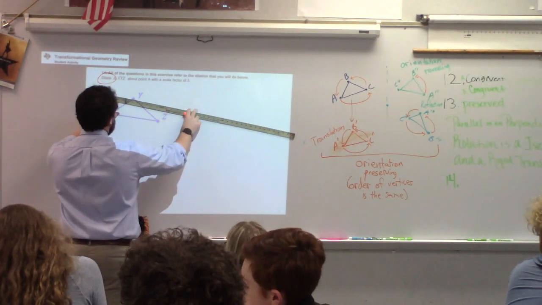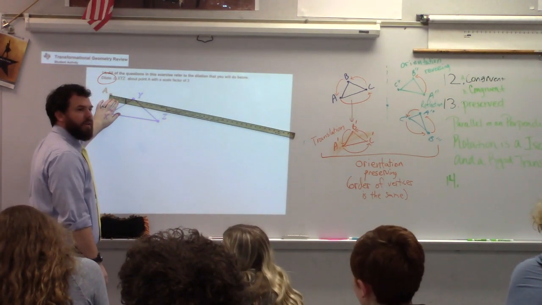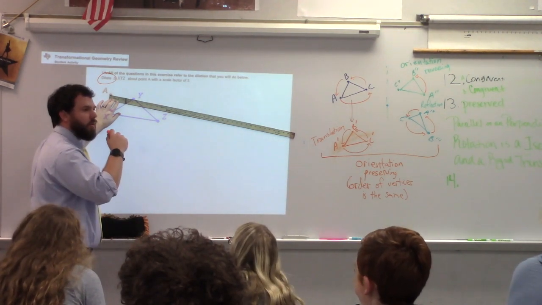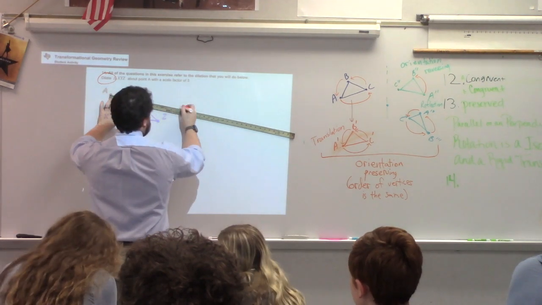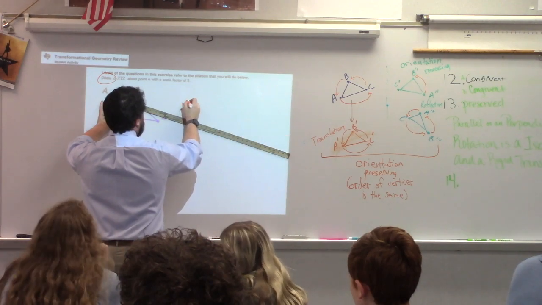They make me angry. Okay, right here, looking from A to Y, it is 5 inches. Okay? So if I wanted to triple that, how far would I go? 15. 15 inches. All right, so I'm going to go to 15. There it is. There is Y prime.